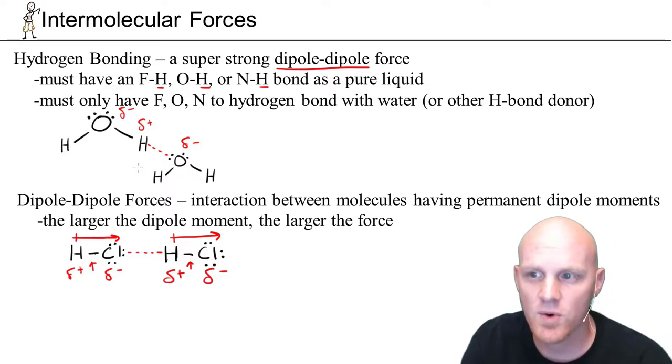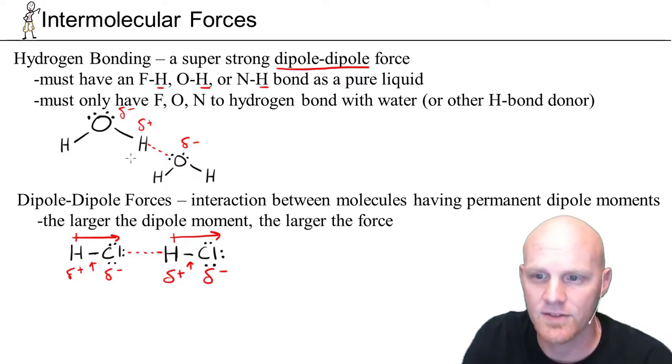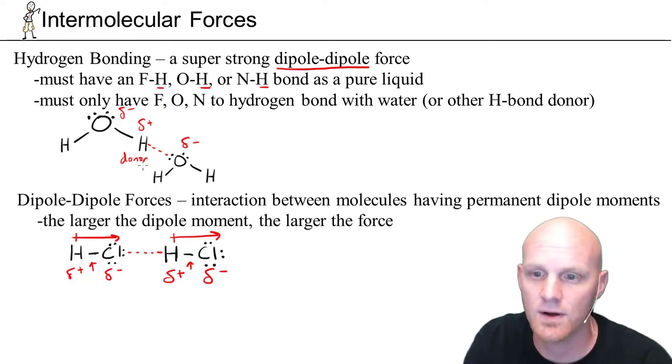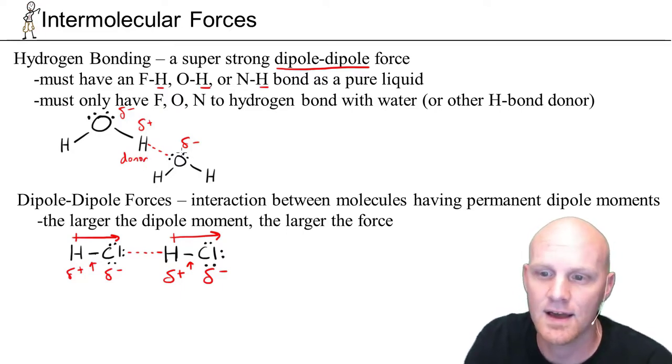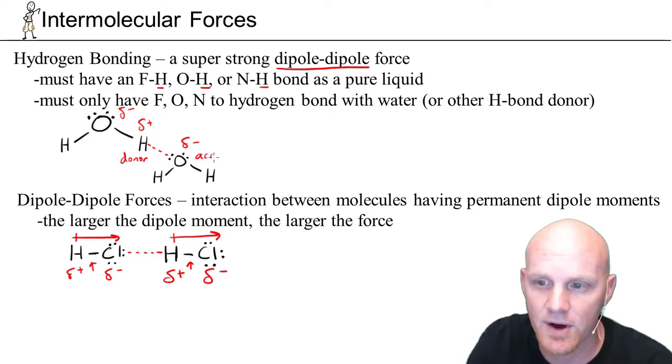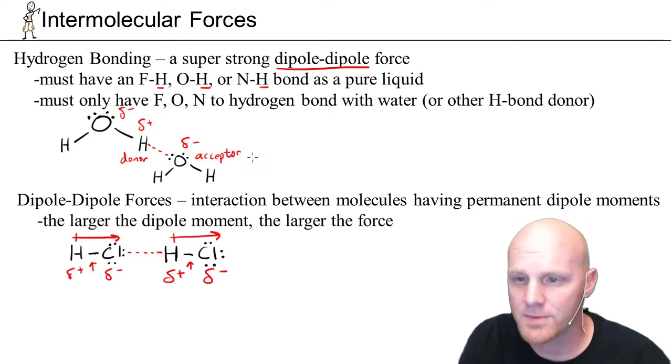So you've got to have an FH, OH, or NH bond as a pure liquid to be capable of hydrogen bonding. In this case, we call the molecule that has the H involved the hydrogen bond donor, and this will be much more important when you get to biochemistry if you're going there. And the atom that has the F, the O, or the N with the lone pair is the hydrogen bond acceptor. Cool, and that's hydrogen bonding.